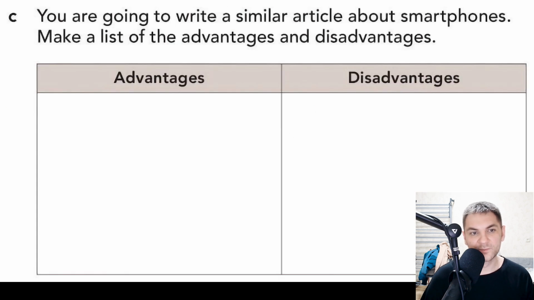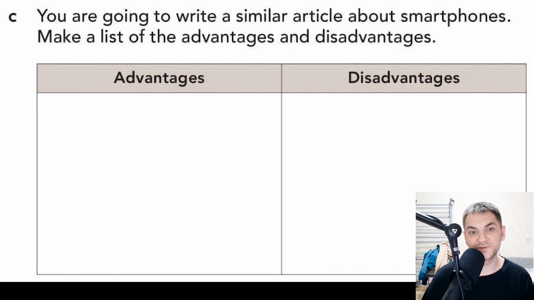Activity C. Brainstorm ideas for your article. Now it's your turn to write. You'll write an article called Smartphones Essential for Modern Life. Before you write, you need ideas. In this activity, you'll make a list. Draw a table with 2 columns, advantages and disadvantages.